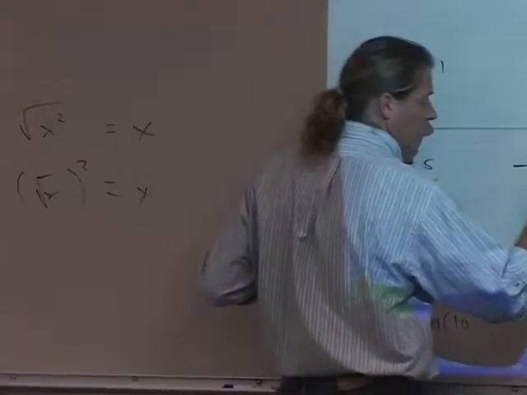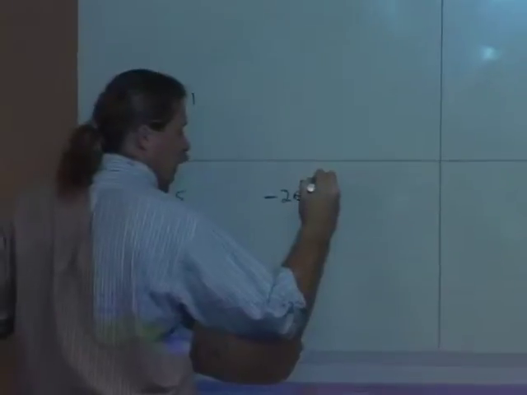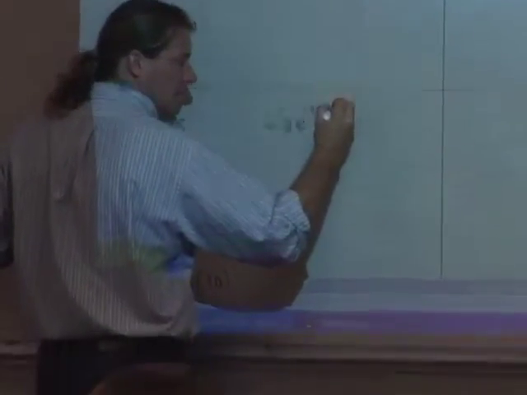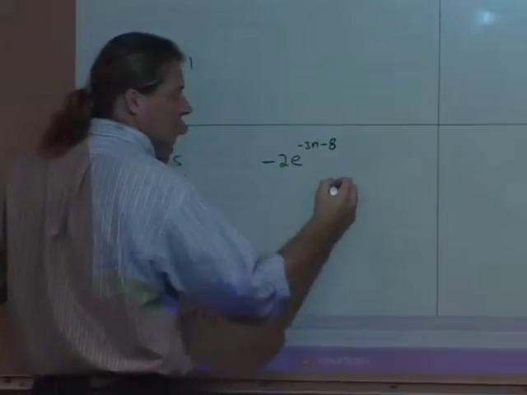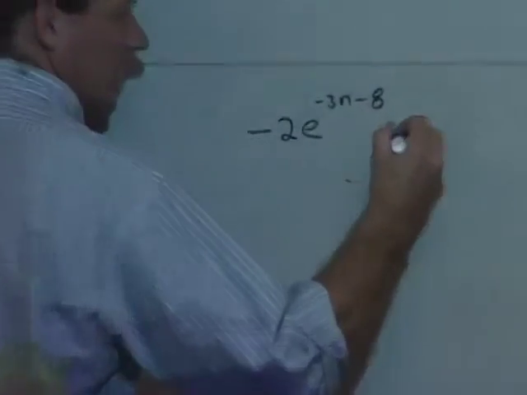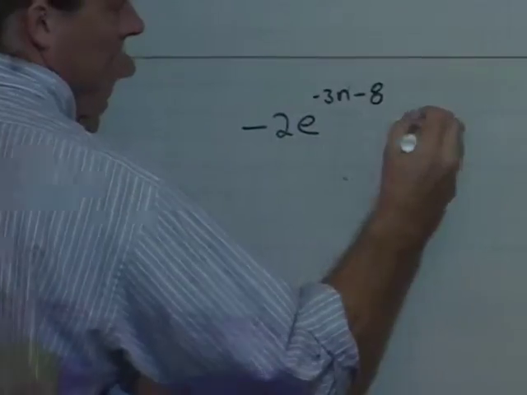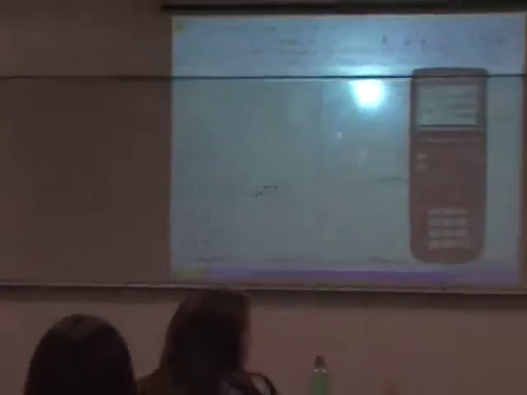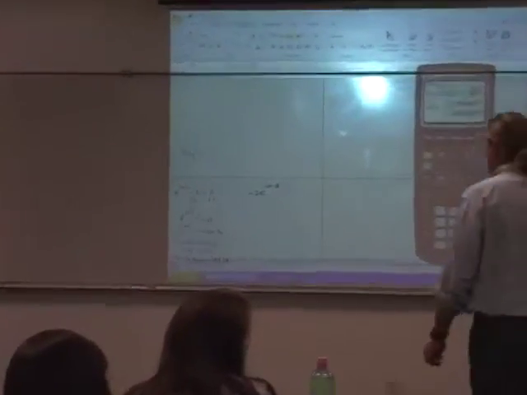Negative 2 times e raised to negative 3n minus 8. Okay, negative 3n minus 8. Oh, 8. And then negative 3 in big... on the numerical values. I don't know how you say it. Solve the exponential equation. Right. Minus 3. Minus 30 equals... Yeah. Negative 45.